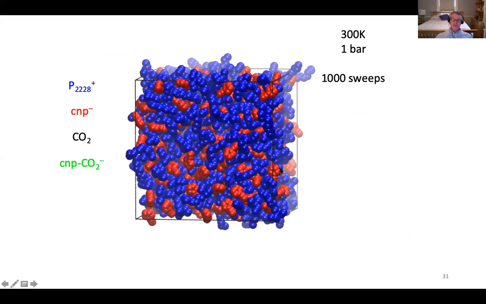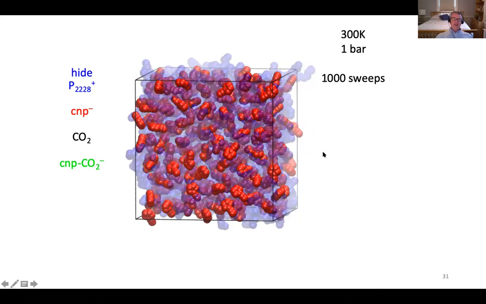I'll just show you a movie of this. Imagine there's a big box of gas phase CO2 over here, which we're not showing. Here's the box of the ionic liquid. The cations are in blue. The unreacted anions are in red. CO2 will show up as black molecules when it gets swapped into this box. And then we let a reaction take place with the stochastic rule. When those anions react with CO2, we'll turn them green, okay?